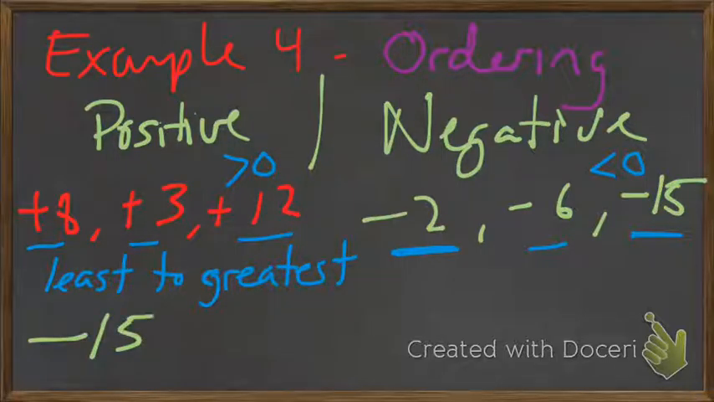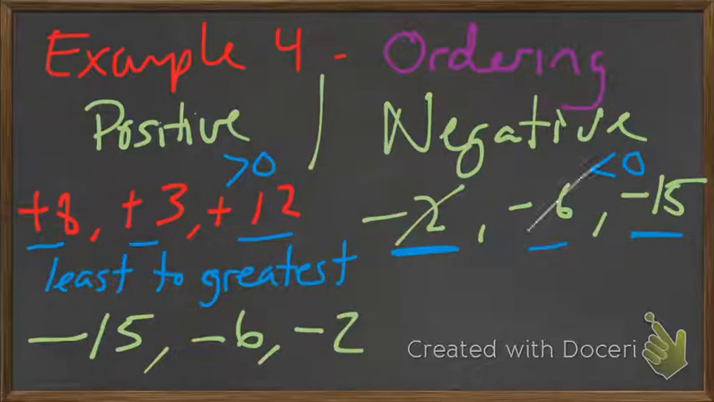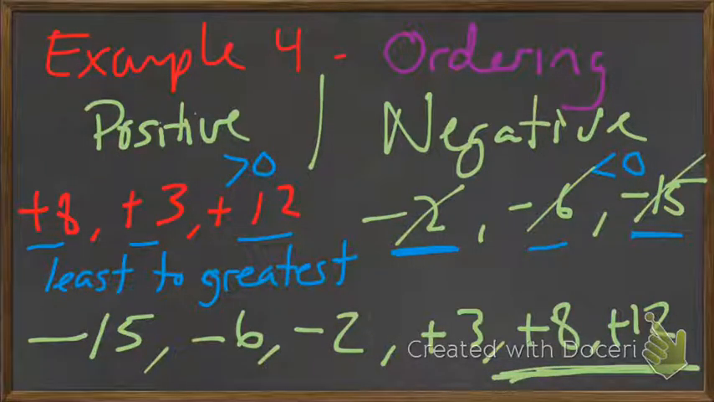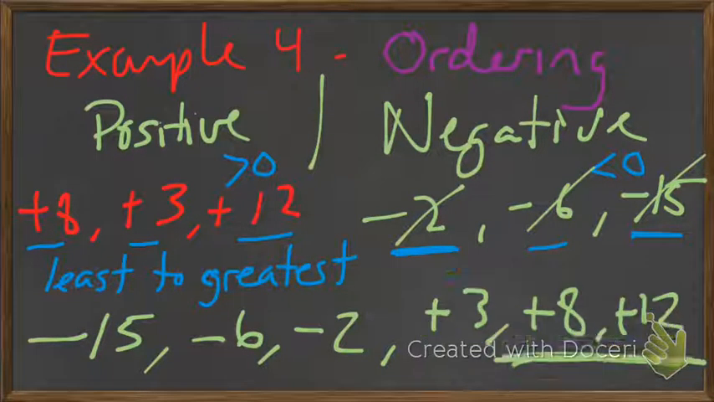Negative 15 is first. After that would be negative 6. After that would be negative 2. Now I'm done with all my negative numbers, so I'm now going to go on to my positive numbers. And when we're ordering positive numbers from least to greatest, we just go as we normally would. So it's positive 3, positive 8, positive 12. And again, I'm sorry, you probably can't see these last three, so I'm going to shift them up a bit. Hopefully that helps.